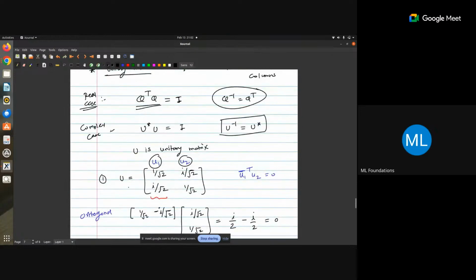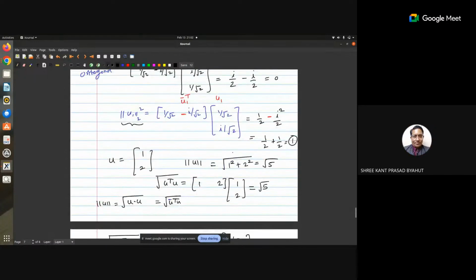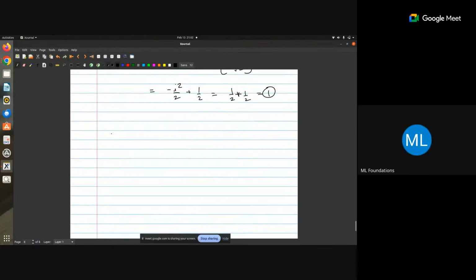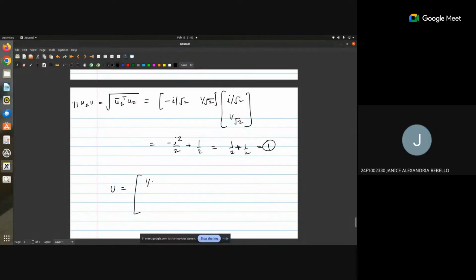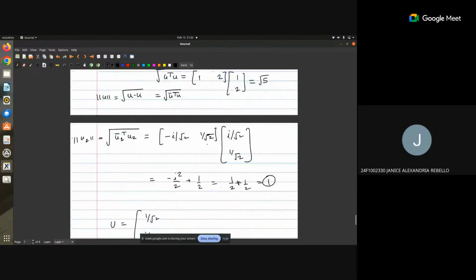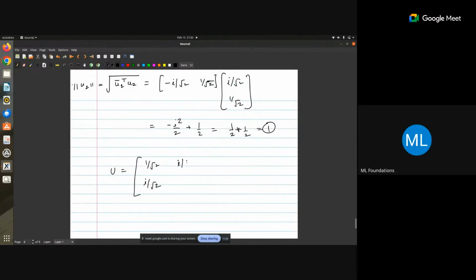Another way to check this is the definition, right? So u star u should be equal to 1. Let's try to find that out also. What is the matrix u? It is 1 by root 2, i by root 2 here, and minus i by root 2 and 1 by root 2, right?